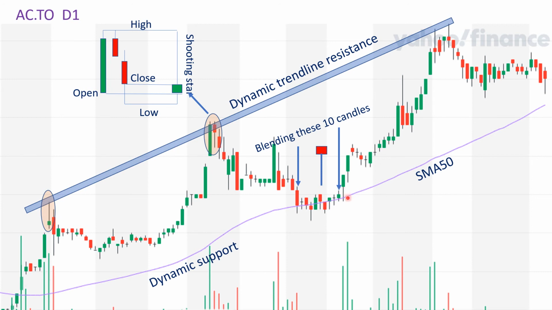This is a confirmation candle. As soon as you see this confirmation candle, you can enter the market and you put your stop loss below the SMA 50. And you see that the trend is going to go up all the way. And again, there is another price rejection here.